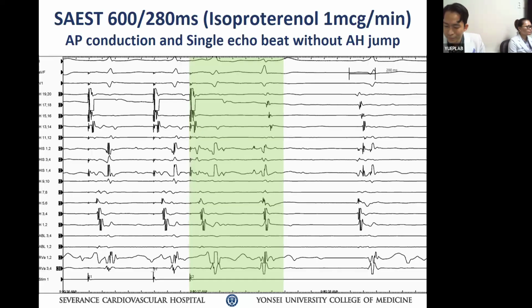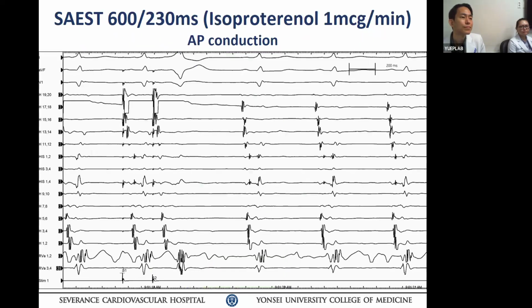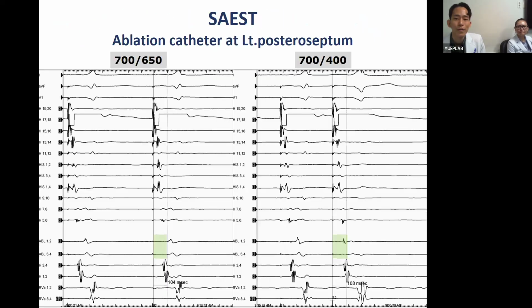So anyway, you said we tested the decremental property at the site of the accessory pathway. Right, you did. Show the ablation. You made me very confused. Did you see the decremental conduction or not? Initially you told me there was decremental conduction, but later, no decremental conduction. Is it decremental conduction? Please clarify.